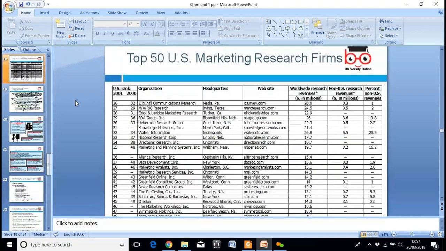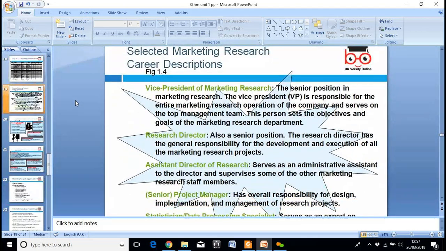The next one is just an extension of that. I'm not going to go into that one again, but some of the jobs involved in research are quite extensive. Maybe not as wide as this in the UK, but very similar. So you will have somebody like a vice president. He'll be a board member. It's a senior position, and he will be responsible for the entire marketing research operation of the company, and serves on the top management team. He may even be on the board. He sets the objectives and the goals for the marketing research department.